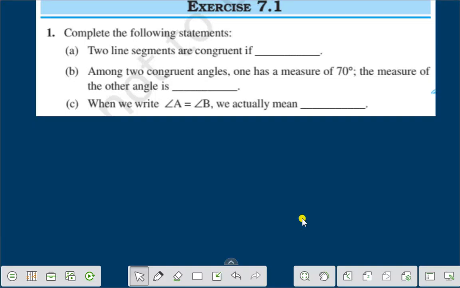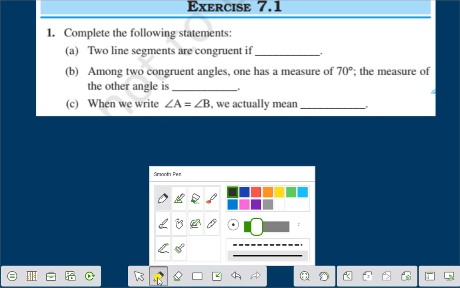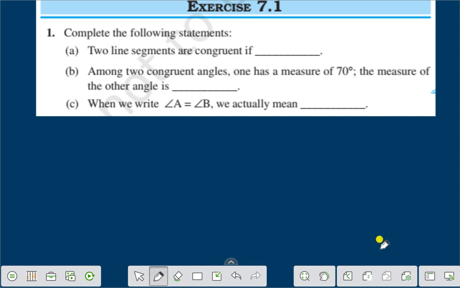Hello everyone. Today we shall discuss exercise 7.1 question number 1. Here you see question number 1 is complete the following statements.